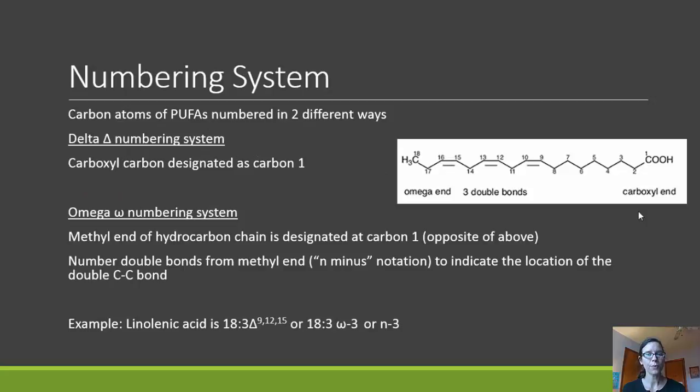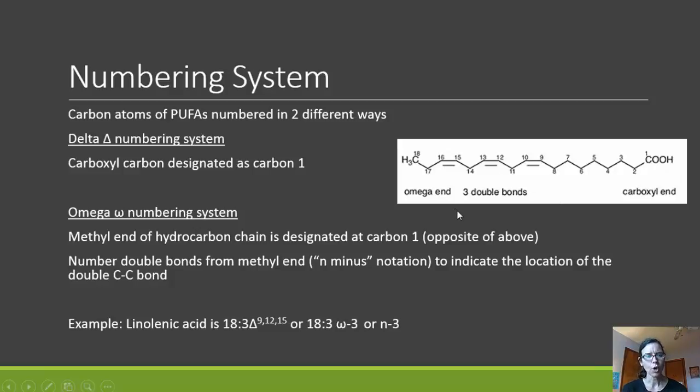Okay, so before we talk more about our essential fatty acids, I first want to talk about some nomenclature of polyunsaturated fatty acids. Now, carbon atoms of our PUFAs can be numbered in two different ways. First, we have the delta numbering system. And you'll see this little triangle here that's signifying that the author is using this numbering system. In the delta numbering system, the carboxyl carbon is designated as carbon 1. So we can see our carboxyl group here on our PUFA, and this is carbon 1, and we count from there.